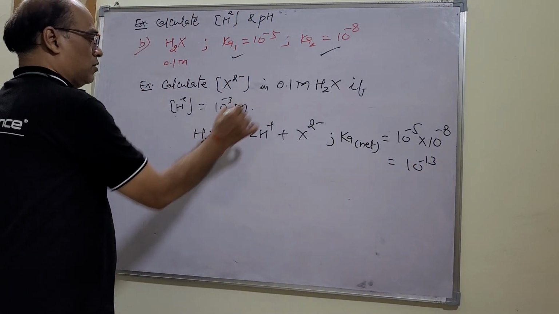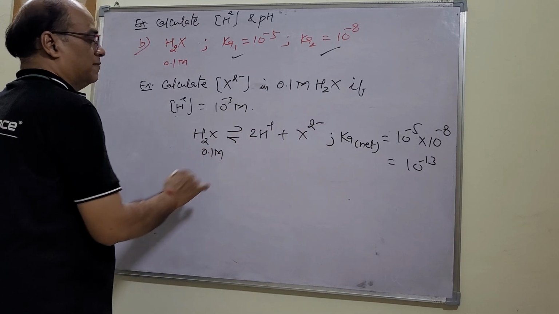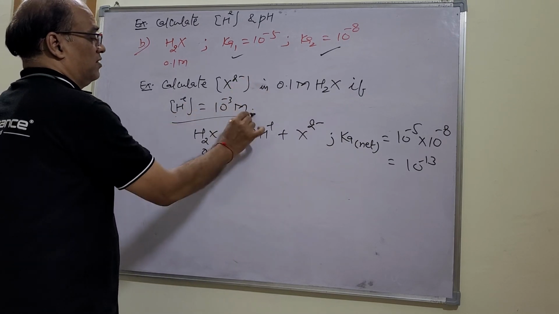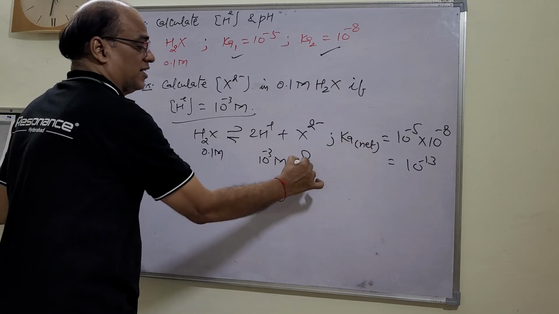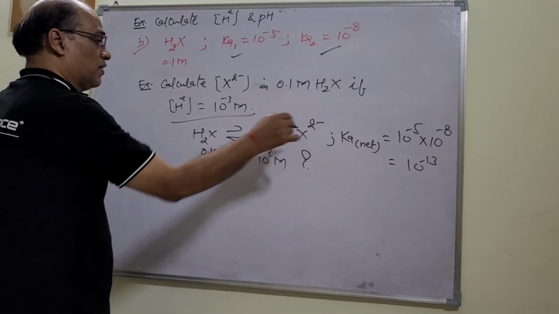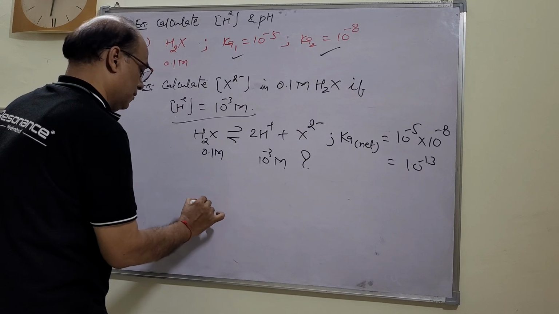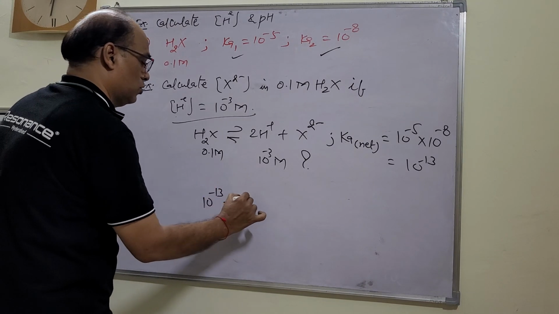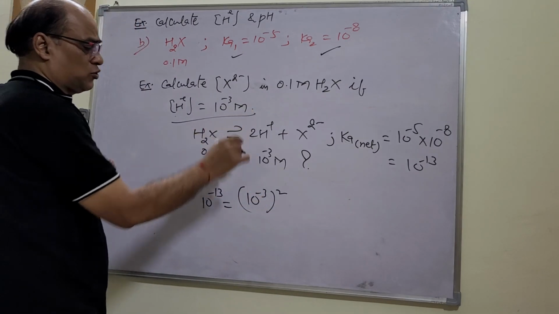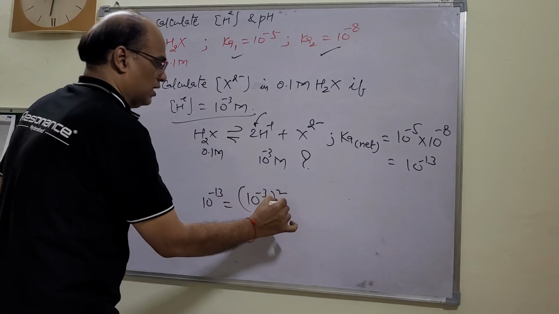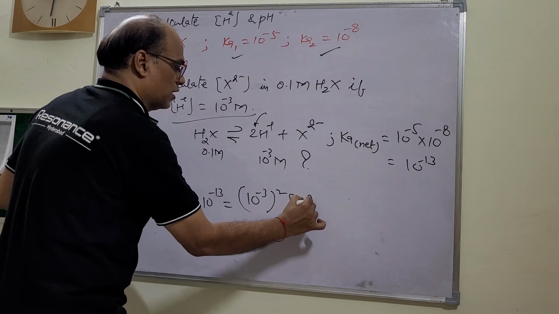Now, this is basically what? 0.1 molar, he has given already. The H ion is fixed, given as 10 to the power minus 3 molar. You cannot change it. What is he asking? X. Okay? So what can we do? We can write K net: 10 to the power minus 13 is equal to 10 to the power minus 3 whole square. Understood? Stoichiometry is 2, so stoichiometry squared, into the concentration of X2 minus.